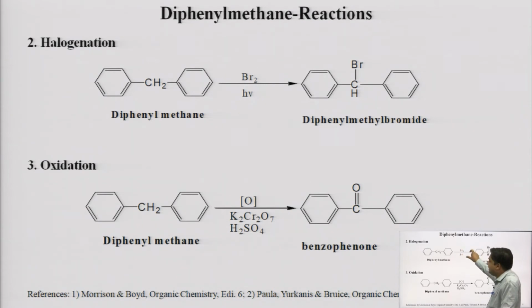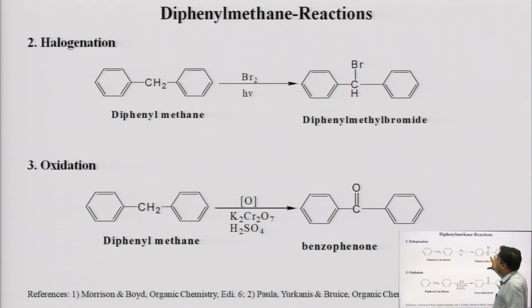If a Lewis acid is present like FeCl3 or AlCl3, then this reaction follows the electrophilic substitution reaction mechanism. But here no Lewis acid is present, instead UV light is present. In the presence of UV light, bromination occurs. So, this follows the addition reaction mechanism, and we get an addition product, diphenyl methyl bromide. So, 1 atom of bromine is added to the carbon and 1 atom of hydrogen is removed from the diphenyl methane.